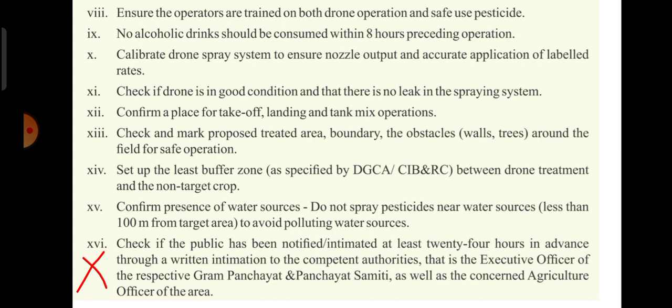Check and mark the proposed treated area boundary and obstacles around the field for safe operations, because the surrounding area may have something else, or some plants in the surrounding area may be susceptible to the chemical which you are spraying. Confirm presence of water resources. Do not spray pesticides near water resources, meaning it should not fall in a water resource like wells or rivers, whatever it may be.